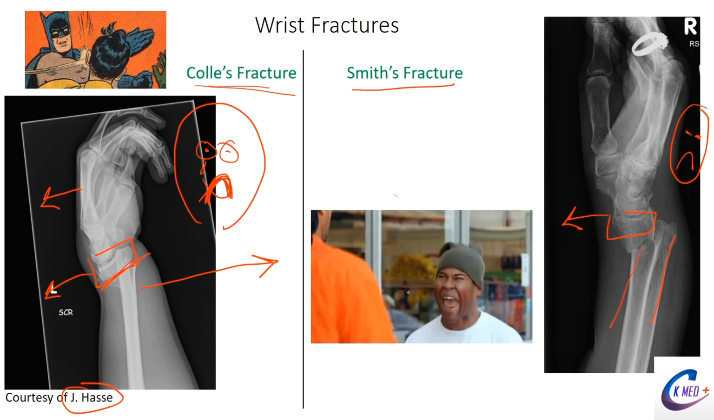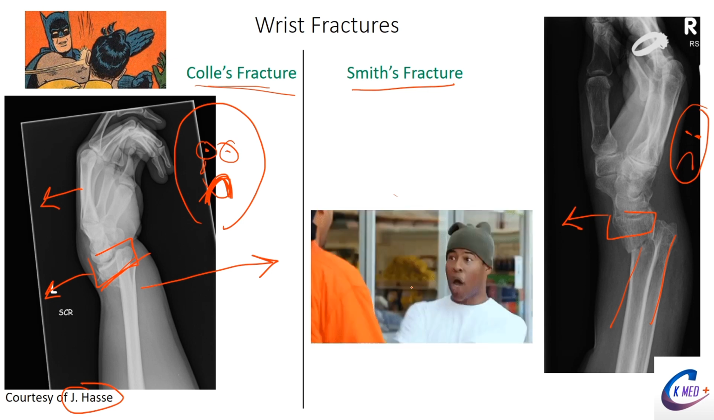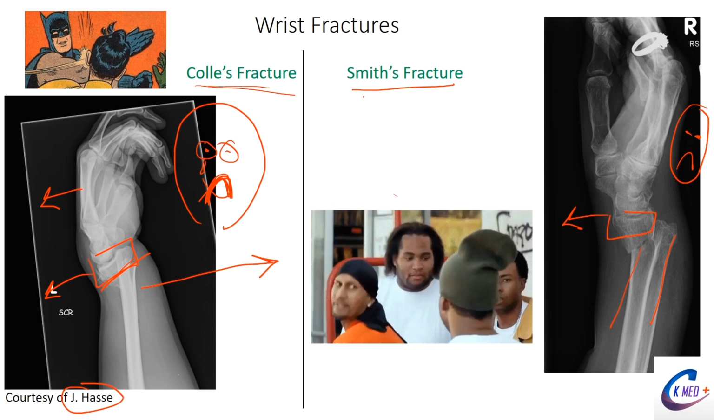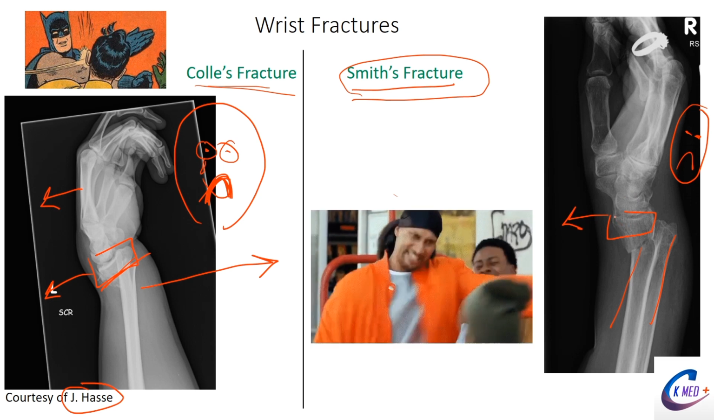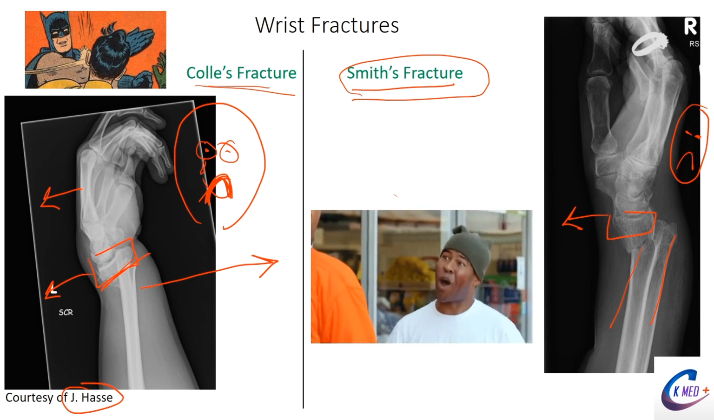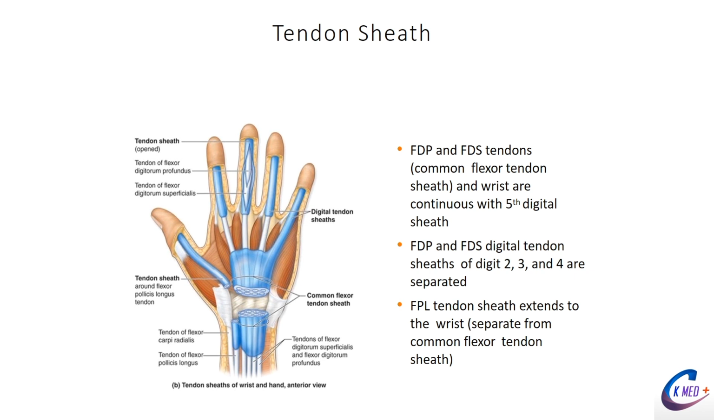But this guy's getting backhanded severely from this guy, and so he could probably get a Smith's pin fracture and have that distal segment move forward. So, pimp hand, right? All right, so next is our tendon sheaths.